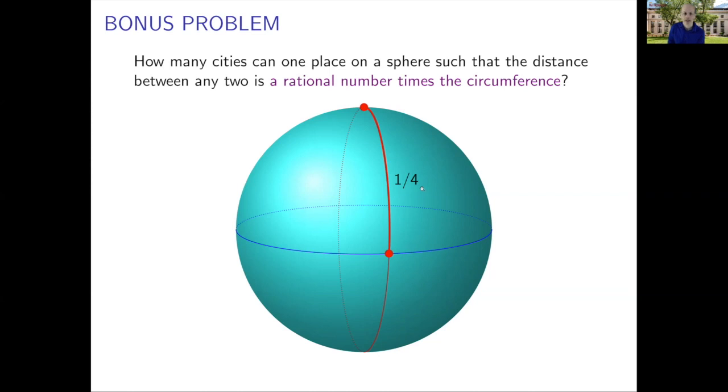It's 1/4. And so you could imagine putting a third city. For example, if I had a city here that was 1/10 of the way from this one along the equator, I could put a city there, because not only would that be 1/10, but the distance from here to here would also be 1/4 again. So those three cities would be allowed. And so the question is, how many cities can you place on a sphere such that every pair of cities is a fraction like this?